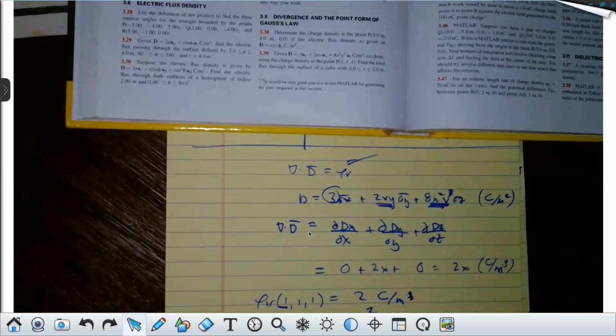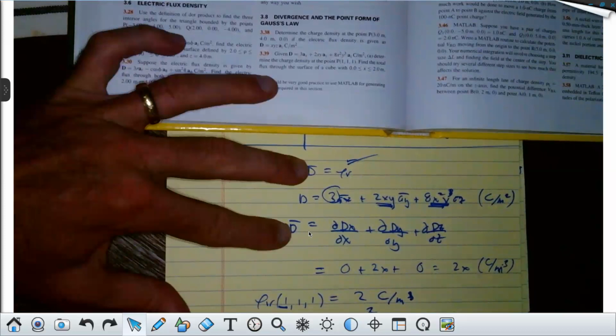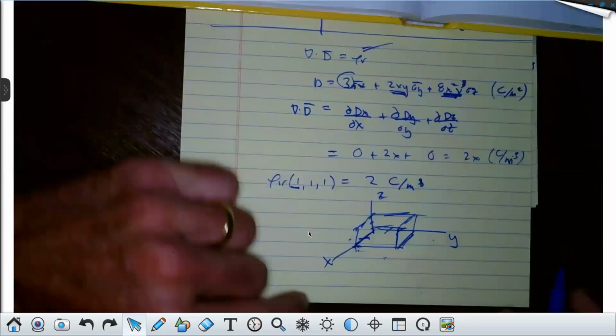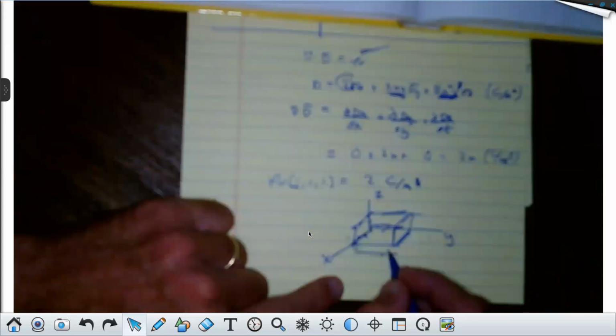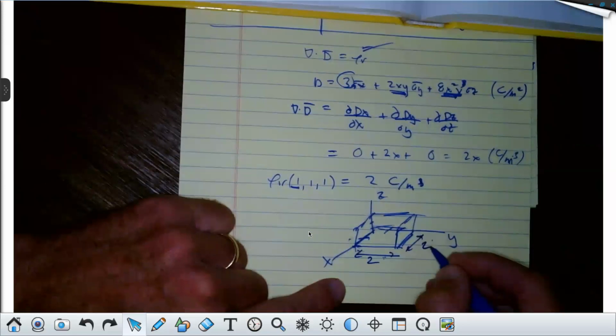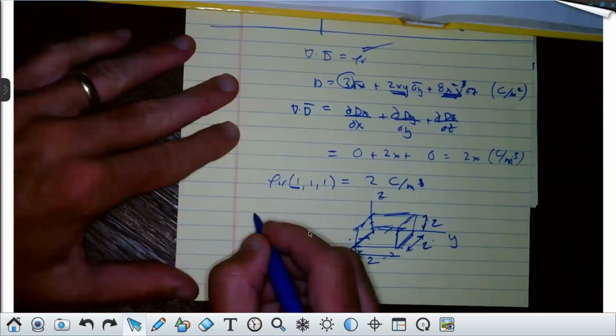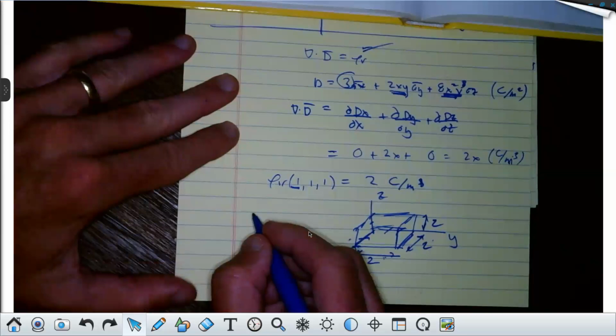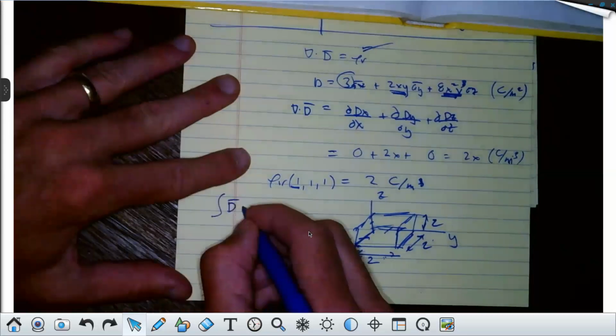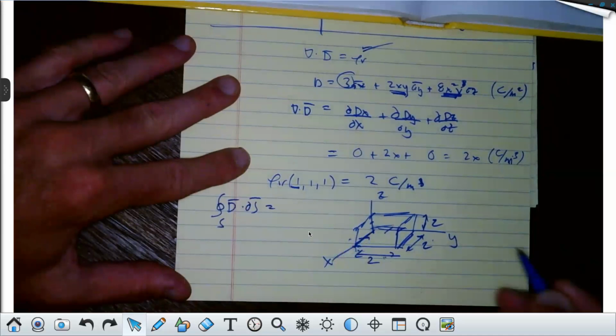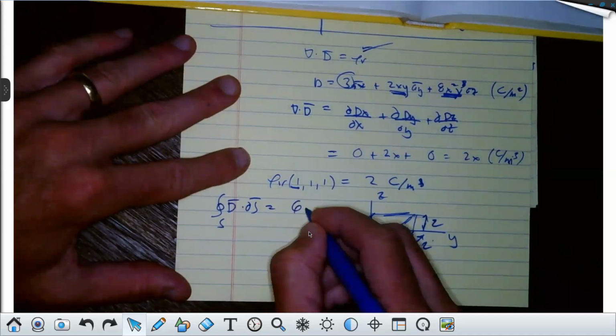Can you just get the paper up? Yeah, thank you. I'm sorry I didn't show you that. This is a cube, so this would be 2, this would be 2, and the height would be 2. Now, when he asks for the total flux, this is the thing you have to catch: the integral of D dot dS over a closed surface is equal to the charge inside, right?